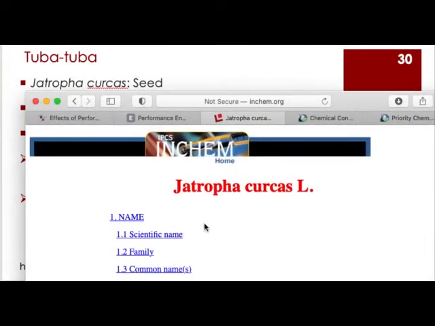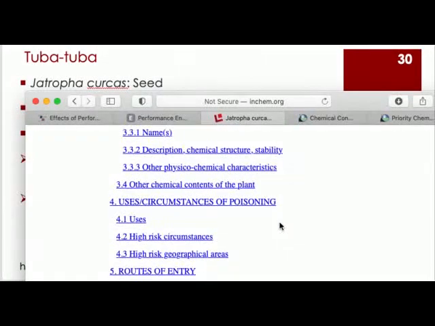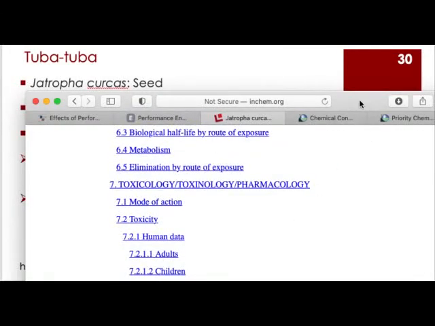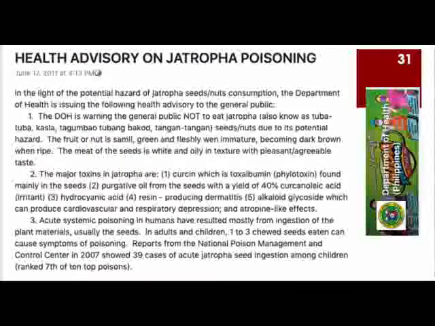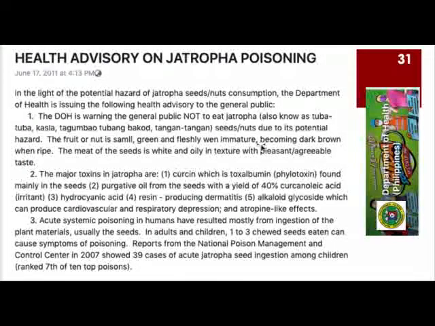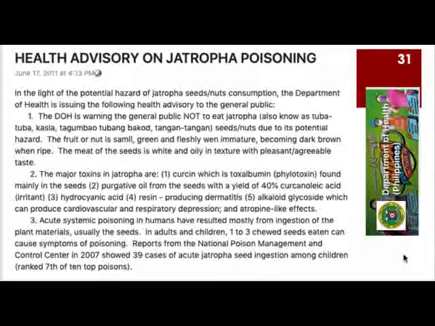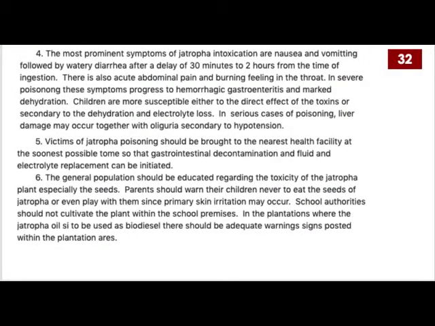It's also called Jatropha curcas. There's a lot of information over here that talks about the poisoning, route of entry and details, if you're interested. There's also a warning by the Philippine Department of Health. Do not eat the seed, of course. Even 1 to 3 seeds can cause toxicity. It's very common for accidental ingestion by children, causing nausea and vomiting. You can use some GI decontamination methods like lavage, cleaning of the gastric contents, and fluid replacement because the vomiting causes fluid loss. Do not plant it near the school. If you use it for biodiesel, you have to put some warning about it.